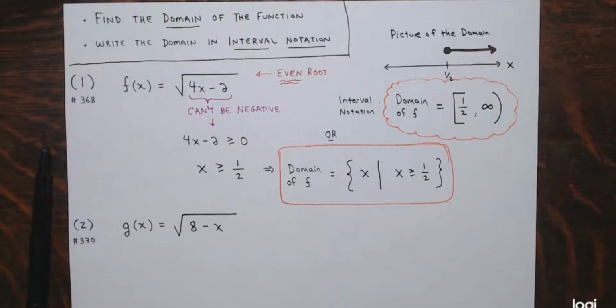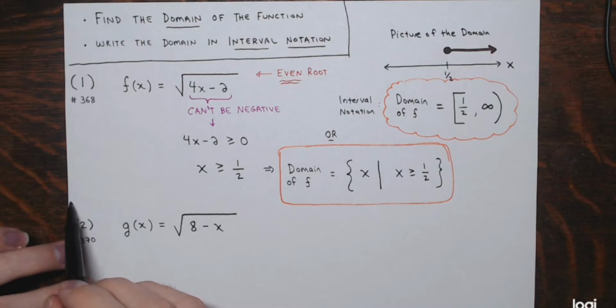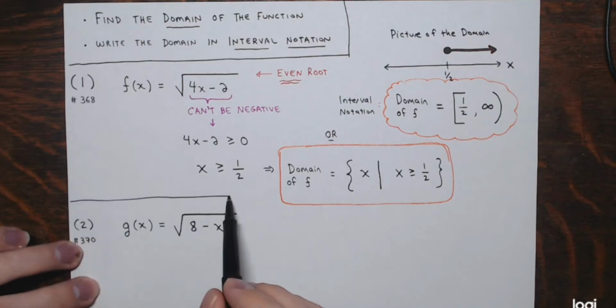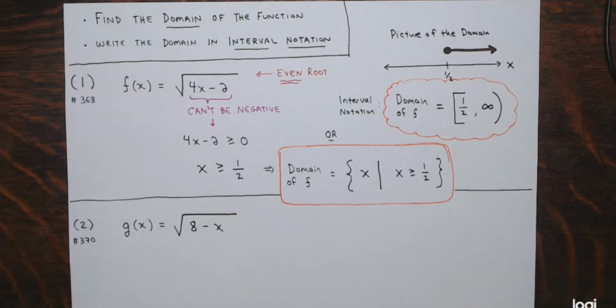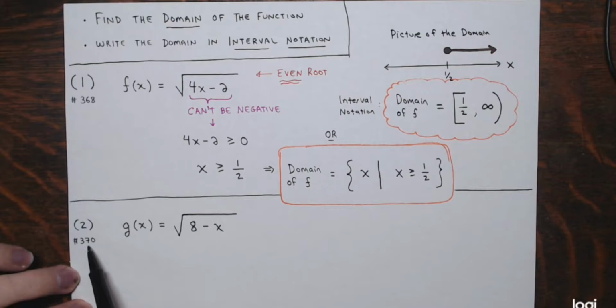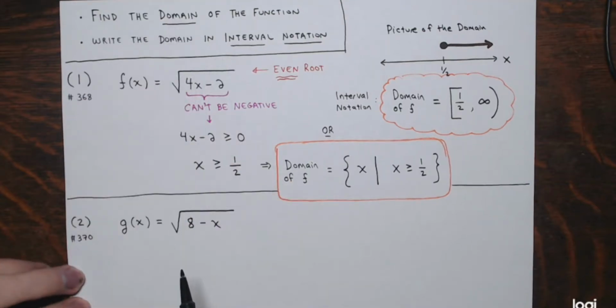Wonderful. Okay. So I hope that made sense looking at the picture there. Right? Domain, all the x values used are 1/2 or greater. All right. Next question. Number 2. Exercise 370 from the text. Same thing, same instructions for every single problem.